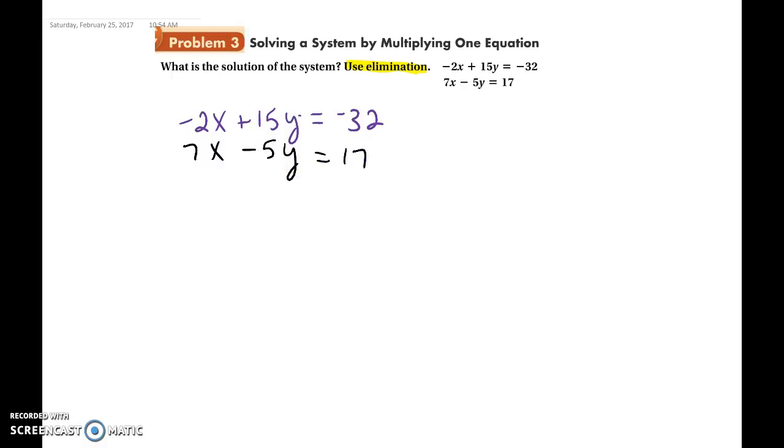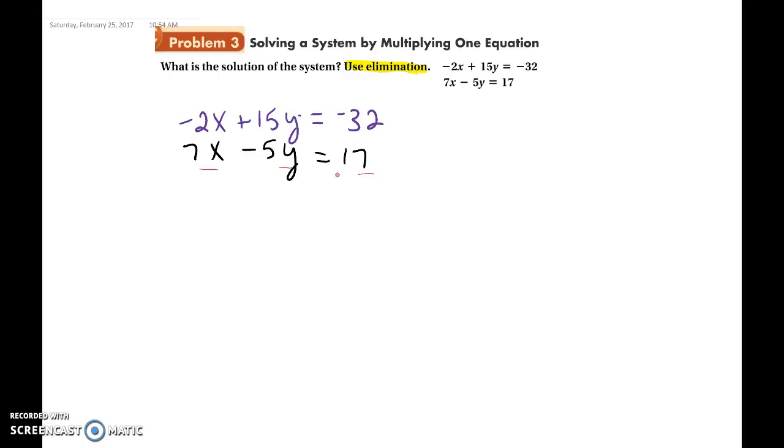All right, now, what's important is that when we write these systems out, you write your x's and your y's on top of each other like we have here, and then your constants on the other side on top of each other. You don't want to have your x above your y, because then you might mistakenly cancel out a variable that's not the same one.